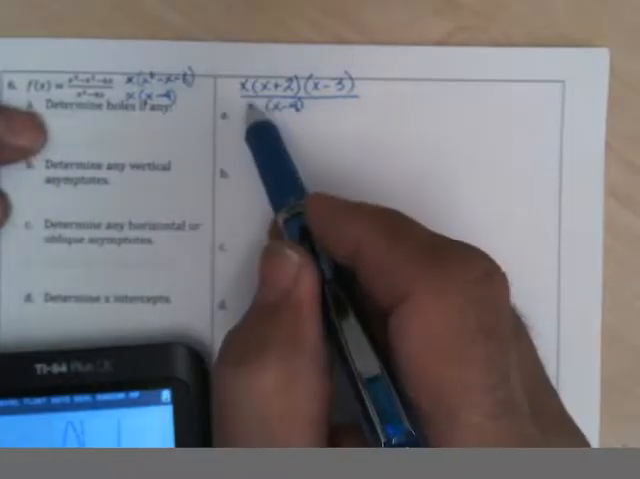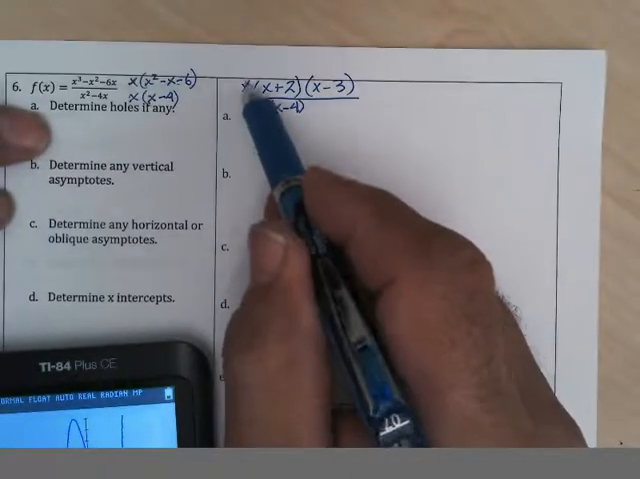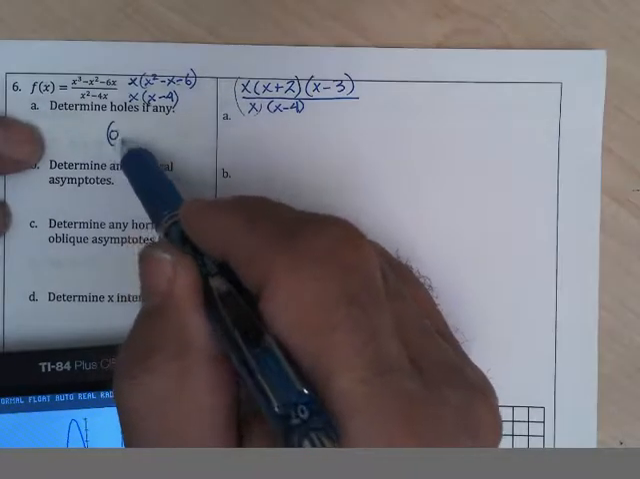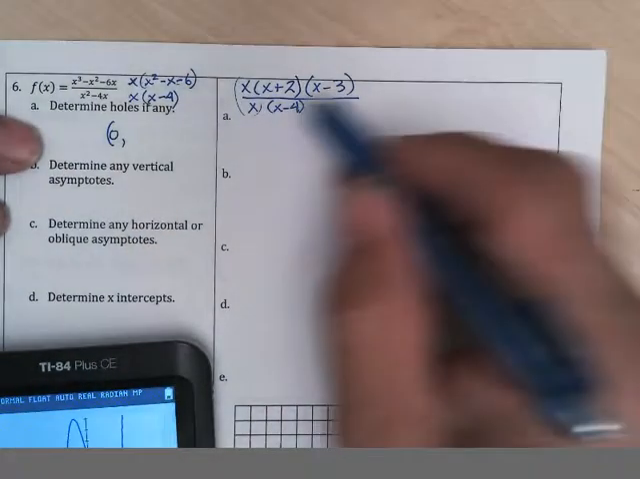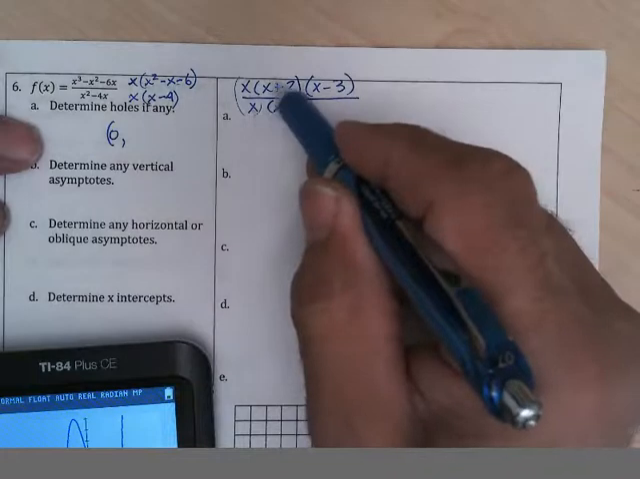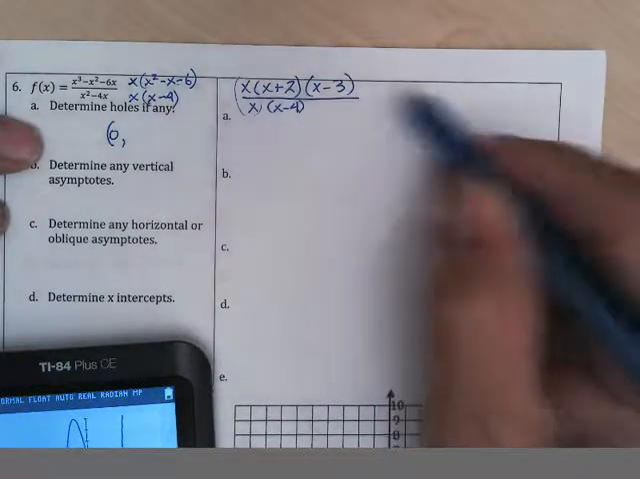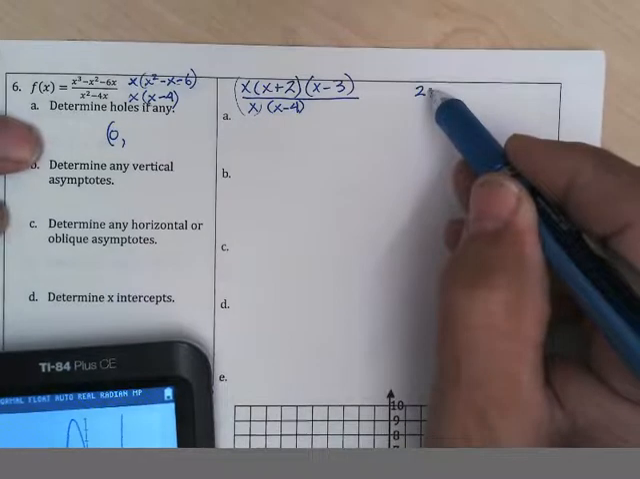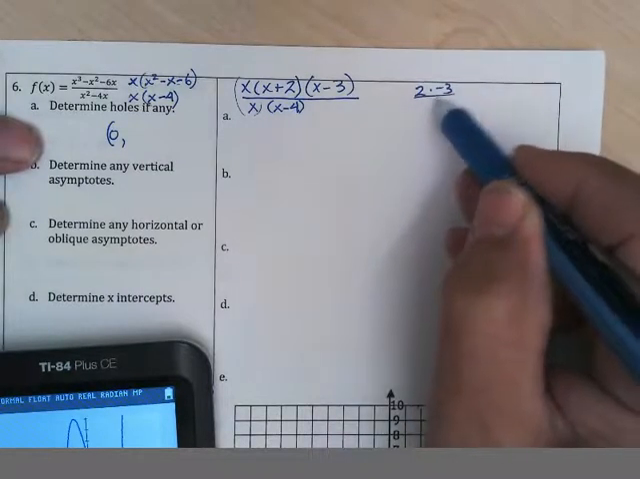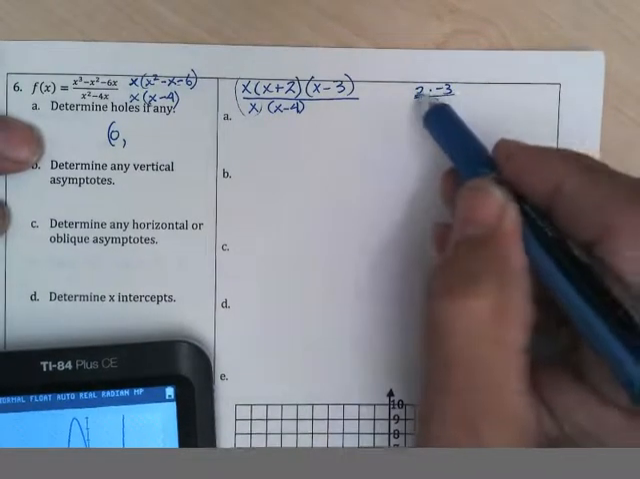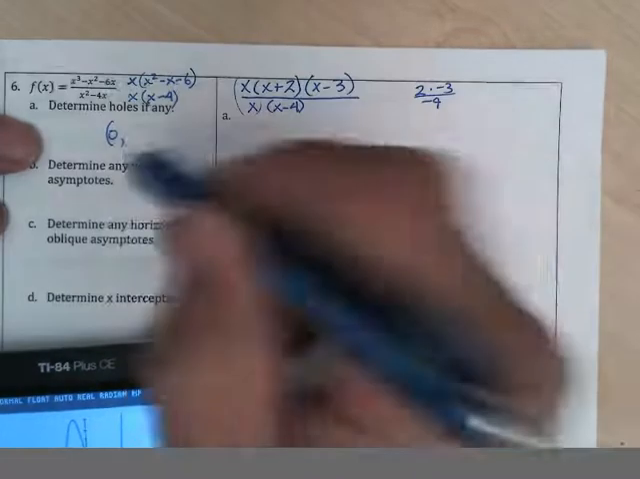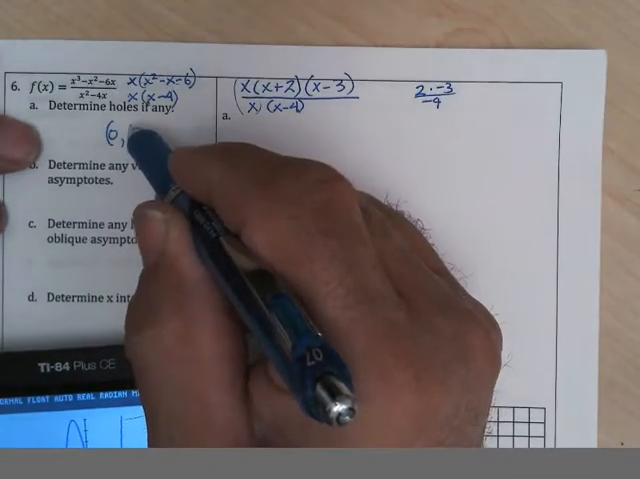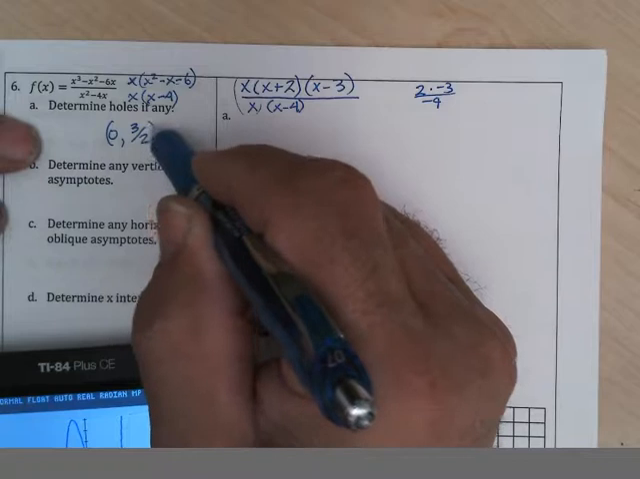So there's going to be a hole at x equals 0 because those are going to cancel. So at 0, and to find out how high it is, I put in 0 into the rest of this, which would be 2 times negative 3 over negative 4. So that's negative 6 over negative 4, which is positive 6 over 4, or 3 over 2, 1.5.